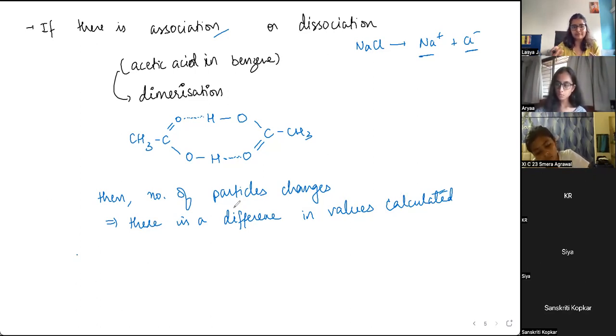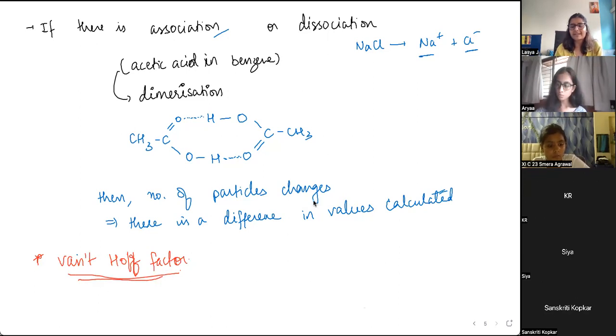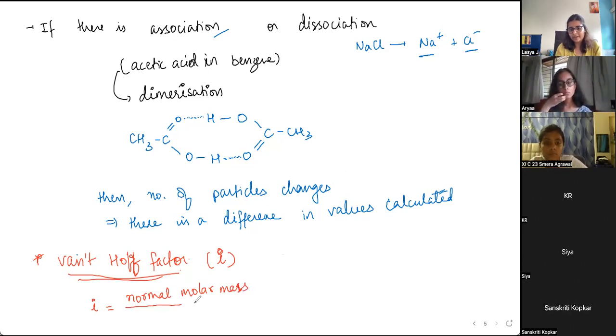In order to figure out why this error is occurring, you introduce something called the van't Hoff factor. The van't Hoff factor is represented by i. Just including i in your calculations will correct for any association or dissociation. Technically, i is equal to the actual or normal molar mass of the solute divided by the observed or calculated molar mass of the solute.